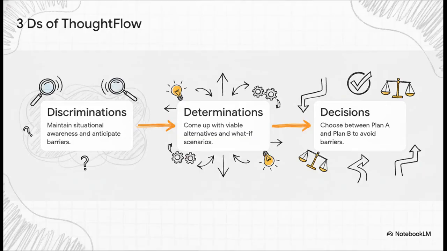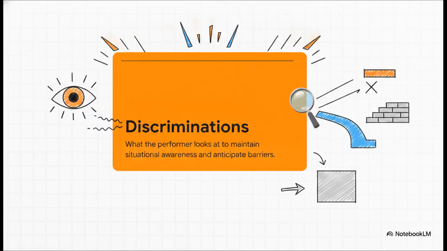To actually map that out, Wallace gives us this incredibly practical framework called the 3 Ds of thought flow: discriminations, determinations, and decisions. Let's look at how these 3 steps capture expert thinking. The first D is discriminations. This is all about situational awareness. We're figuring out exactly what the master performer is scanning in their environment. What cues are they looking for to differentiate between things running smoothly and things going off the rails? We want to know how they spot trouble before it even happens.